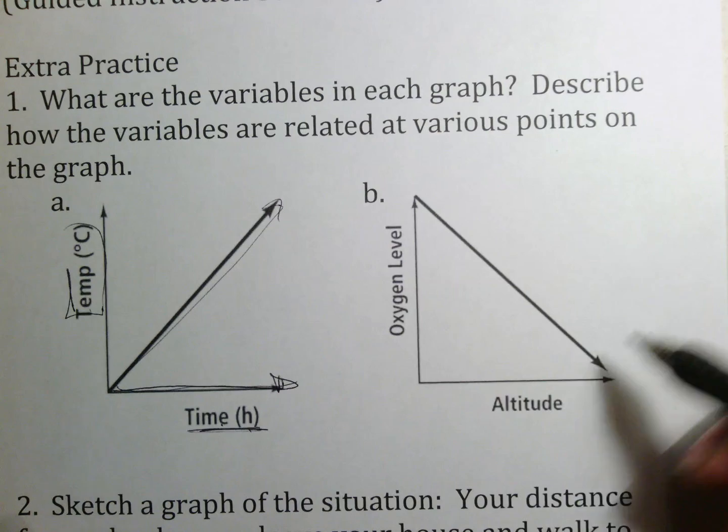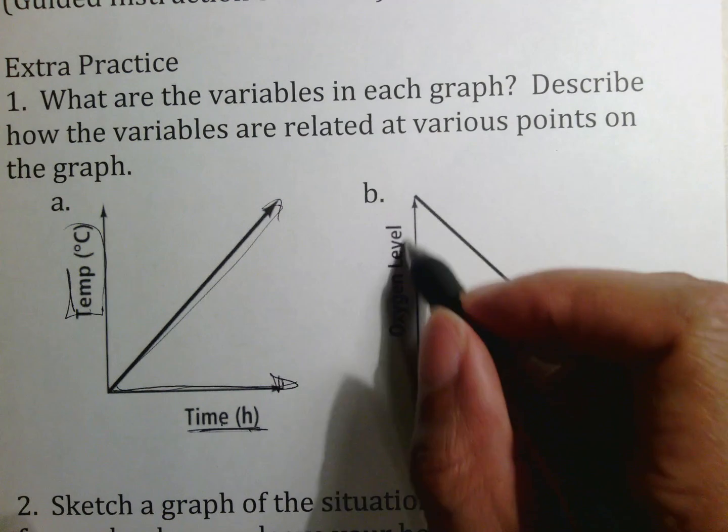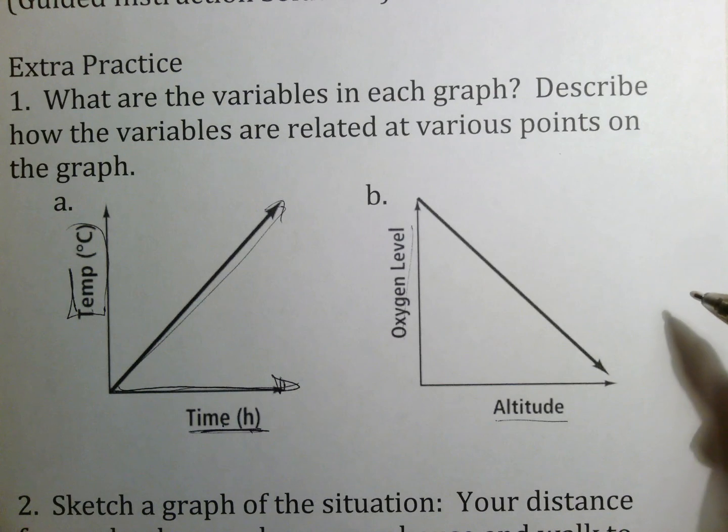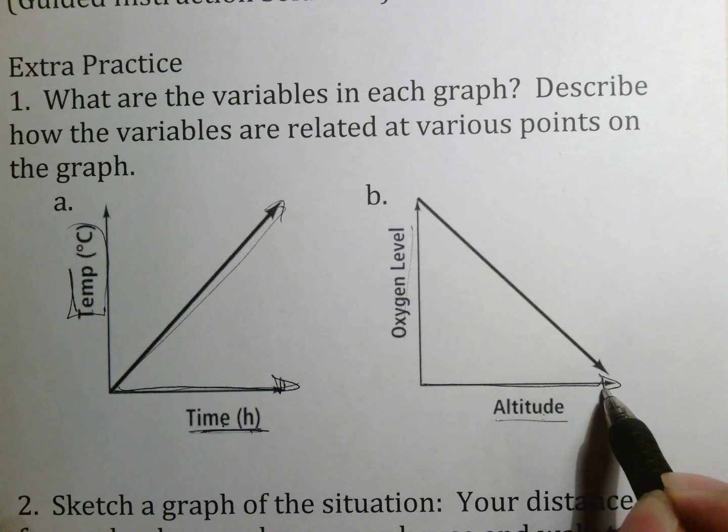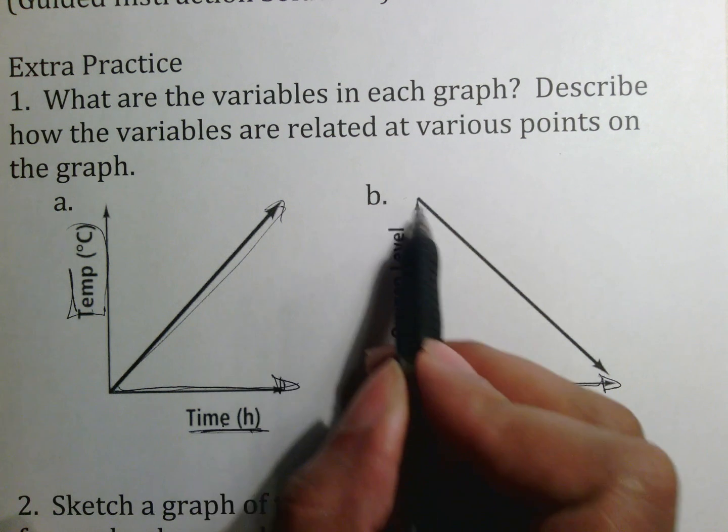On this second one here, your variables are altitude and oxygen level. So again, your phrase starts from here: as altitude increases. Notice that this is now going down.